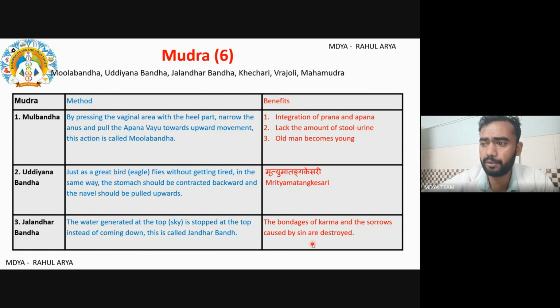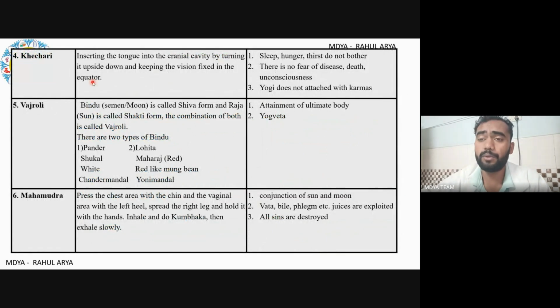In Jalandhara Bandha, the bondage of karmas and the sorrows caused by sin are destroyed. It is important and unique here. And about the Khechari Mudra: sleep, hunger, and thirst do not bother. There is no fear of disease or death. The yogi does not get attached to karmas if he is following the Khechari Mudra.